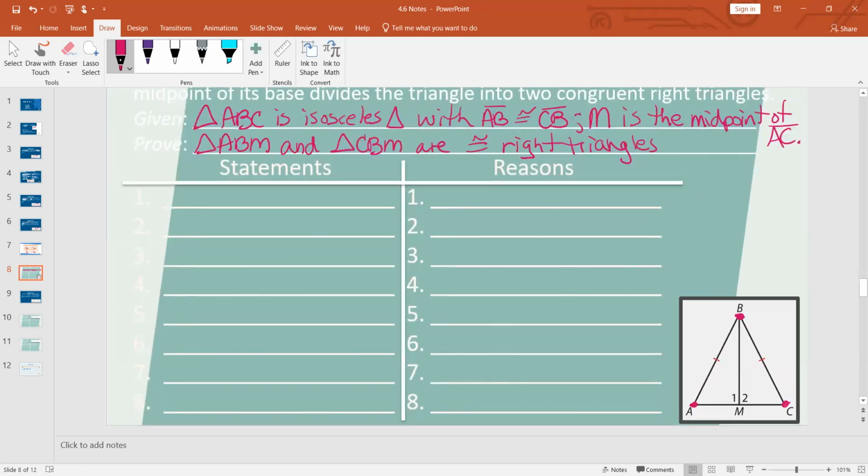We know that AB is congruent to CB. And M is the midpoint of AC.